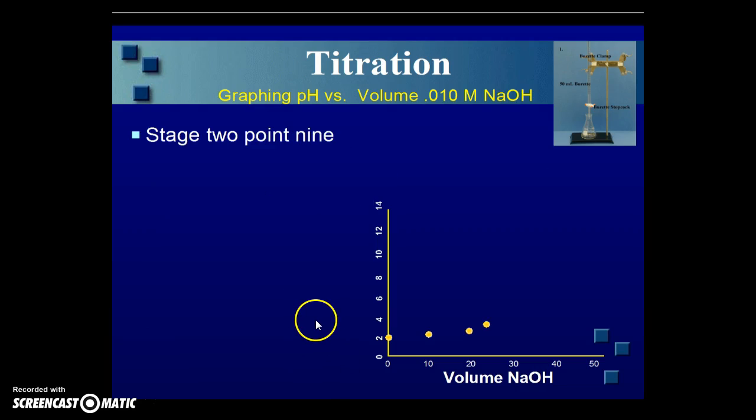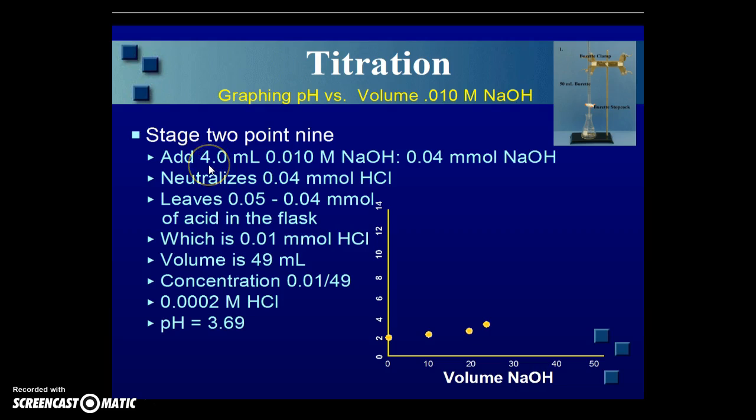We have still not changed it very much from the original 2. I call this stage 2.9. We're going to add 4 milliliters of the base. That's 0.04 millimoles. That'll neutralize an equal number of millimoles of the acid, leaving only 0.01 millimoles of HCl in the flask and 49 milliliters. We keep adding water as we add the base. Concentration now is 0.01 divided by 49, or 0.0002 molar. Now we do the pH, negative log, and we find it's 3.69. It has risen appreciably.